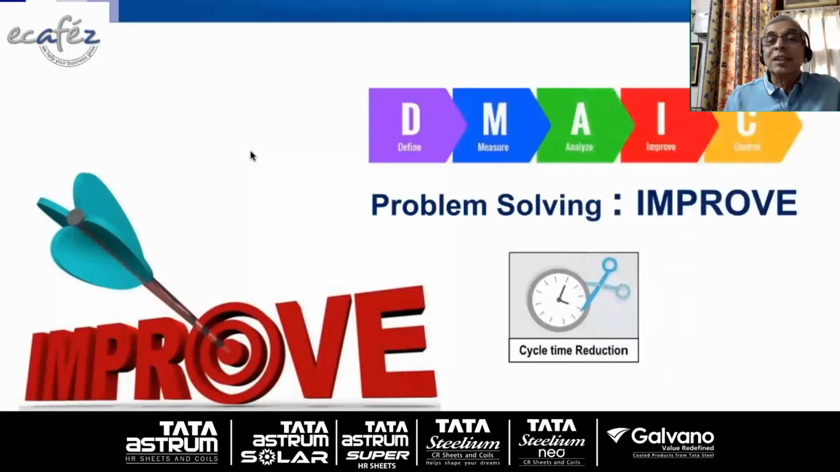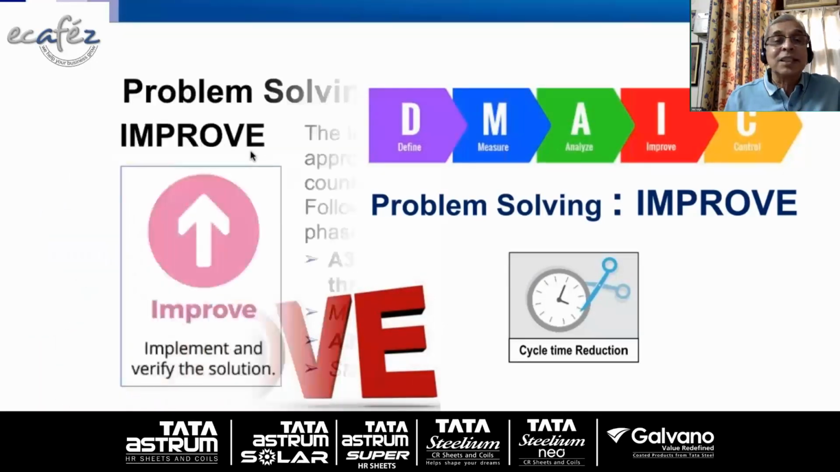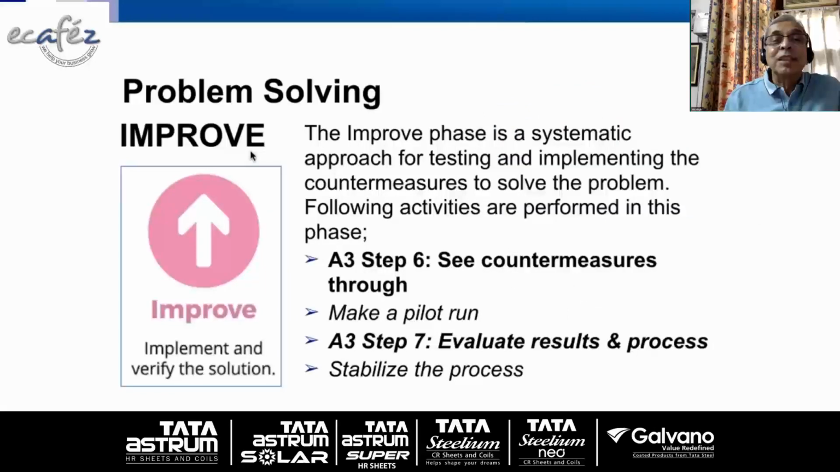Then comes the improve phase, which means now putting those solutions into practice. The improve phase is a systematic approach for testing and implementing the countermeasures to solve the problem. The following activities are performed in this phase. See countermeasures through. Here you have to apply your willpower and confidence, and not give up. There may be problems in implementing, but you have to continue your effort. Then make a pilot run, evaluate results and process, and stabilize the process.